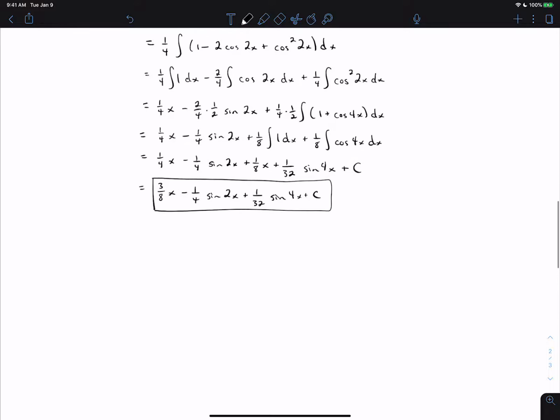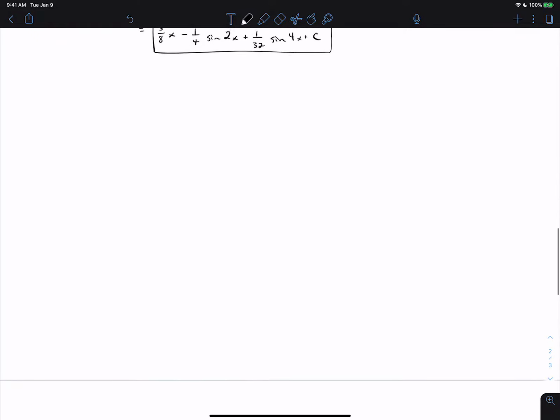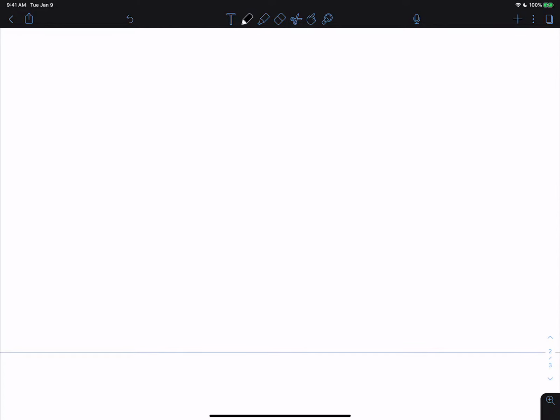Okay, so I'm going to put another problem up, and I'd like you to pause the video and try the problem. So number 5 is going to be the integral of cosine to the 5th x dx. So pause the video, try this using whatever method we've covered in the video today, and then check it with me in a few minutes.